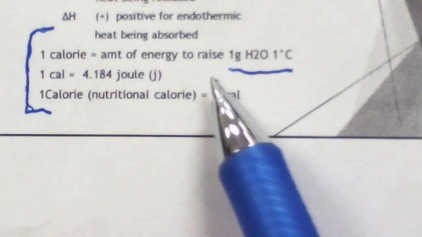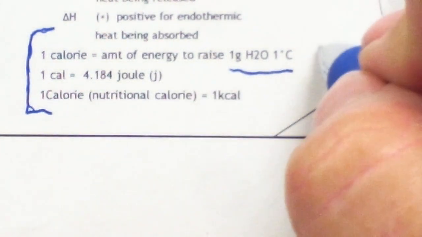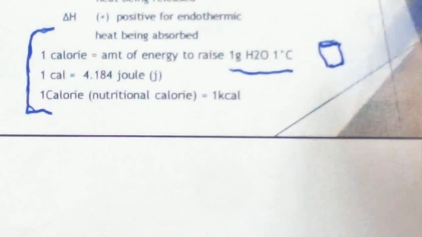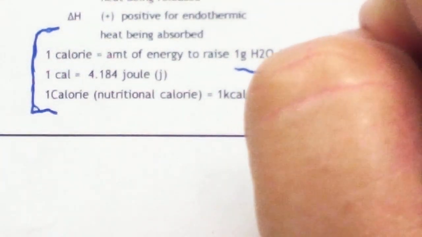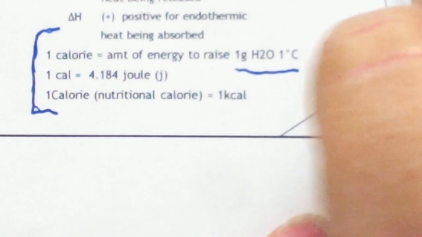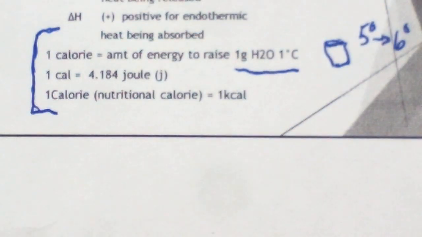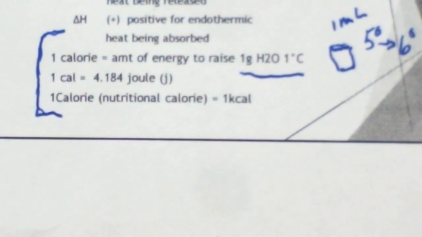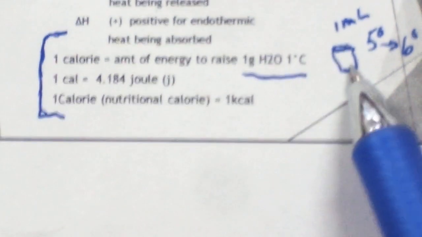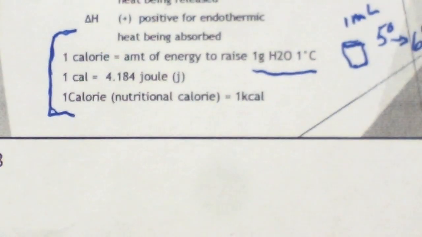Okay, so to further define 1 calorie, imagine if I had like a little cup here, and in that little cup, it had 1 milliliter of water, which is equal to 1 gram. And I added enough energy to raise that little cup of water from 5 degrees Celsius to 6 degrees Celsius. The amount of energy that it took to raise this little 1 milliliter of water from 5 degrees Celsius to 6 degrees Celsius, that would be one calorie. That's how much energy it would take to raise 1 milliliter of water from 5 to 6 degrees Celsius. That's a calorie. Okay? So that's what that means.